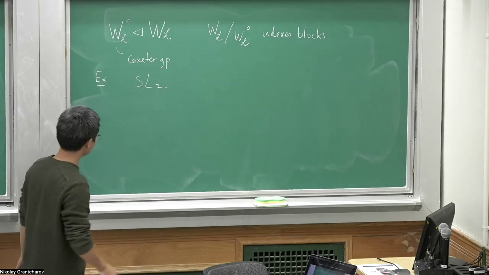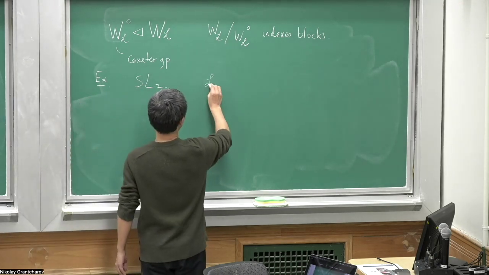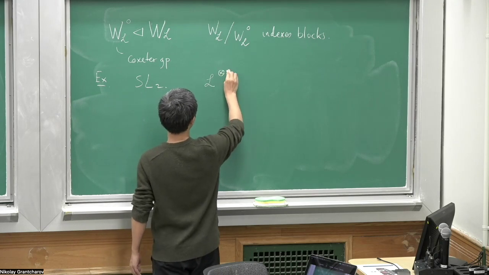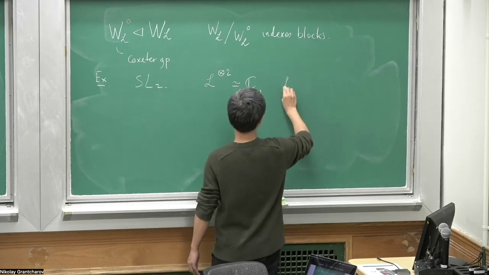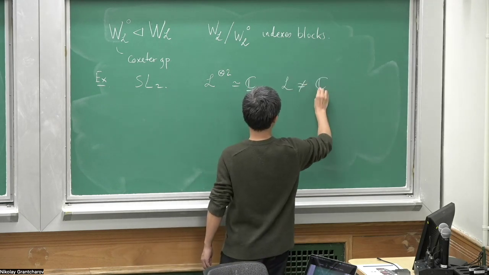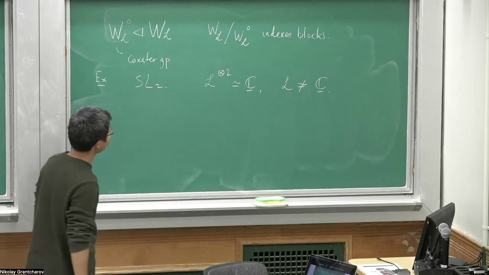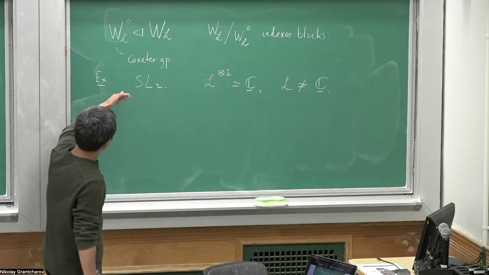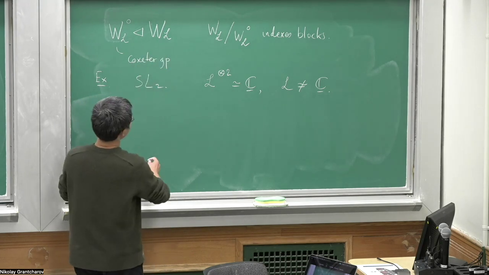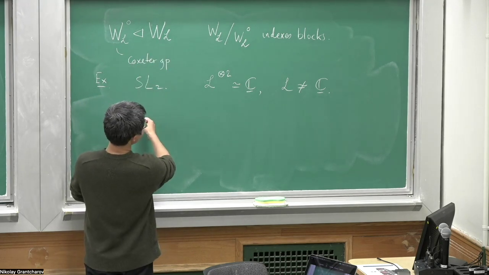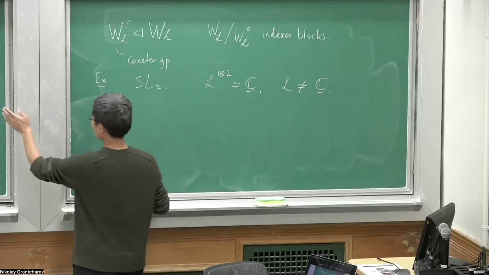L squared is trivial, but L itself is not trivial. There's a unique such L. In this case, it's easy to write down some objects in our category.